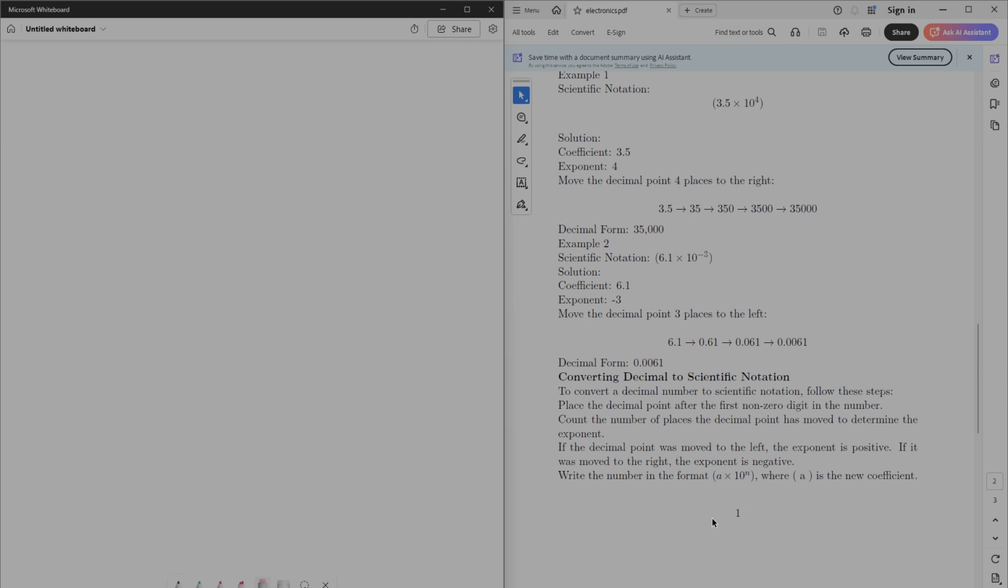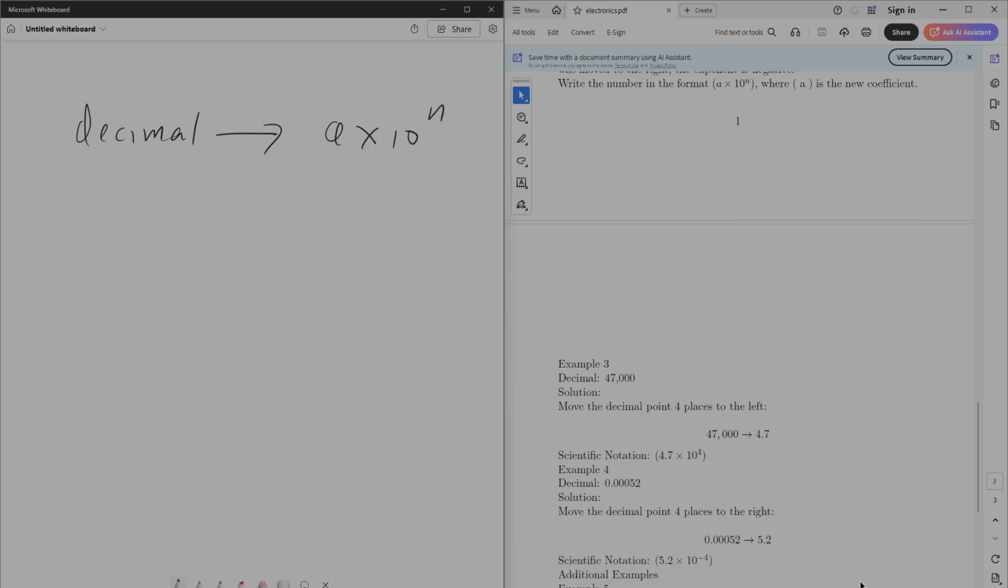So right now we're going to convert decimal to scientific, which is a times 10 to the n. So we're going to do example number 3. Example number 3 says 47,000. So the first step is we're going to do as follows: 4.7.